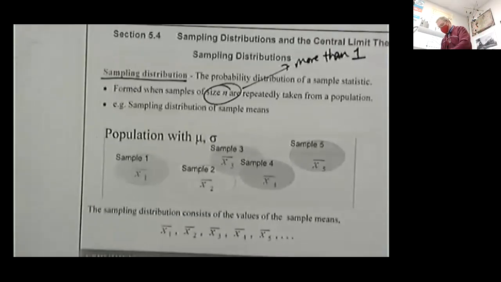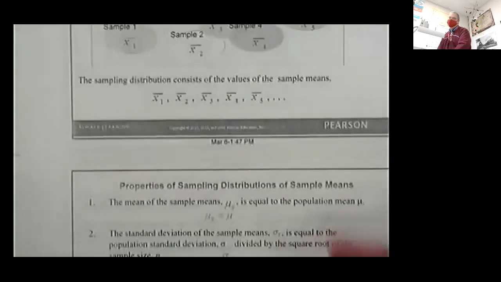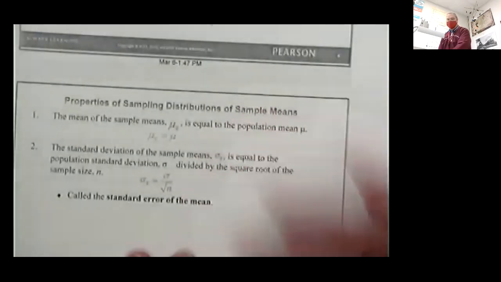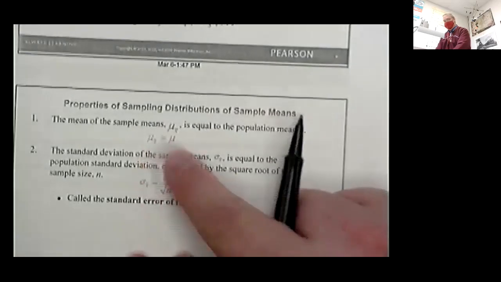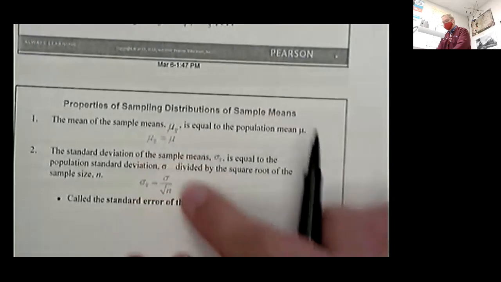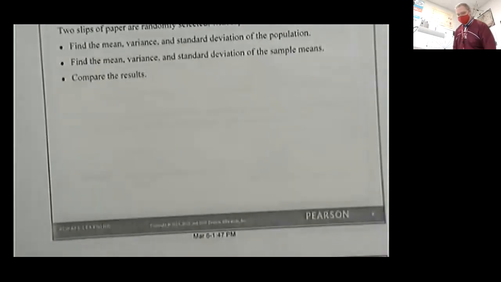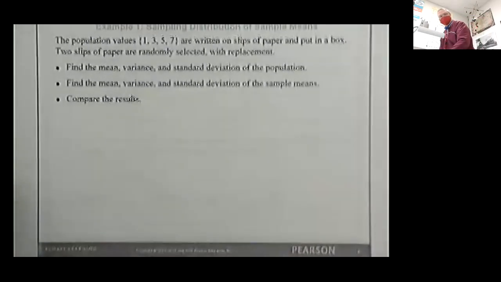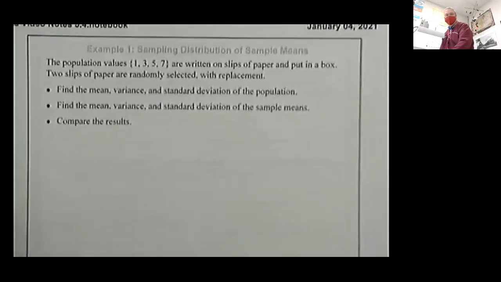Now, the first thing we're going to look at is actually proving, or not proving, but at least I'm going to show you that that is true, that the mean of the samples is equal to the population mean, and that the standard error of the mean is sigma over the square root of n. We're going to look at two examples. We're going to find the mean, variance, and standard deviation.